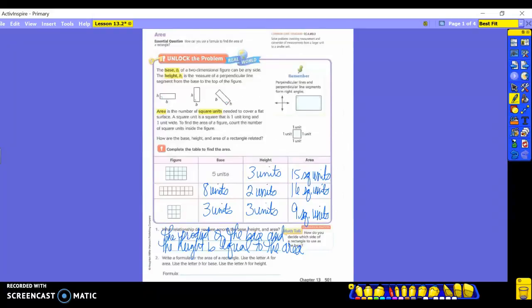Now, number 2 wants us to write a formula for the area of a rectangle using the letter A for area, using the letter B for base, and using the letter H for height. So basically, we already did this. Who thinks they can tell me this formula that we need? Morgan.